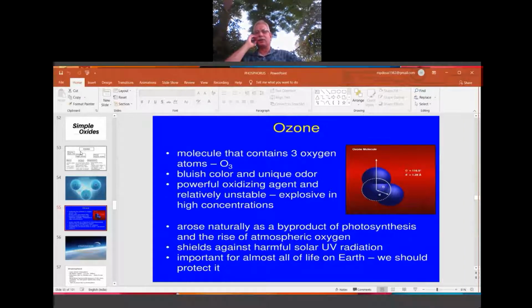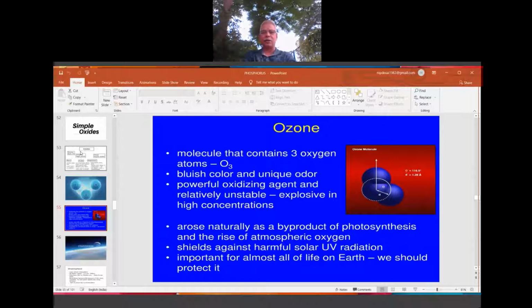And it is highly unstable thermodynamically. That's why at high concentrations in some areas it will go for instability or explode. Explosion means unstable. So it changes to oxygen once again, and the change of ozone to oxygen is highly exothermic.